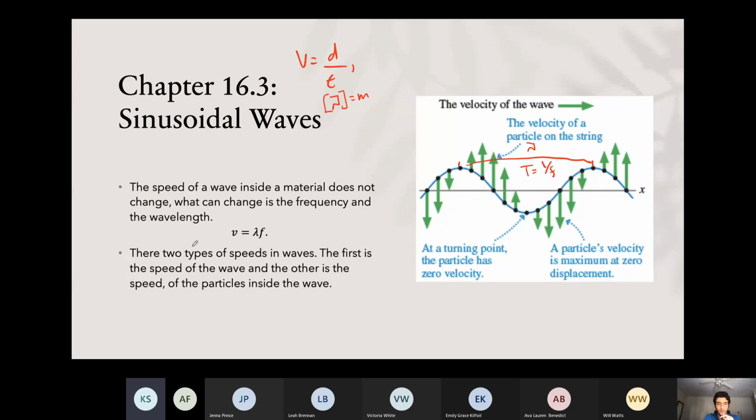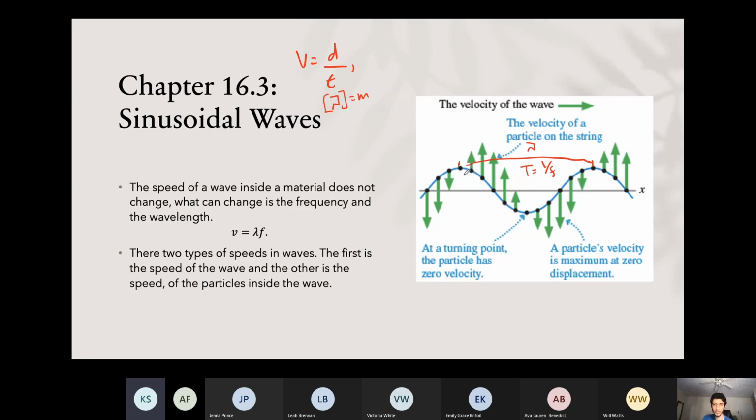There are two types of speeds in a wave. The first is the speed of the actual wave as it's moving, and there's the speed of the individual particles along the wave. Those are two different things. Here, the wave has an overall speed or velocity to the right. That does not indicate the speed of the individual particles over time.